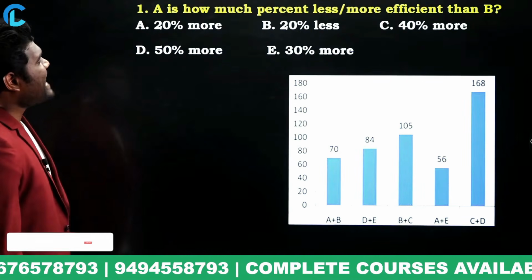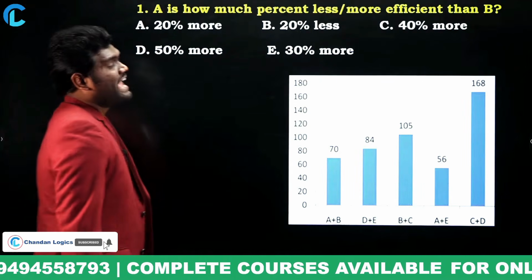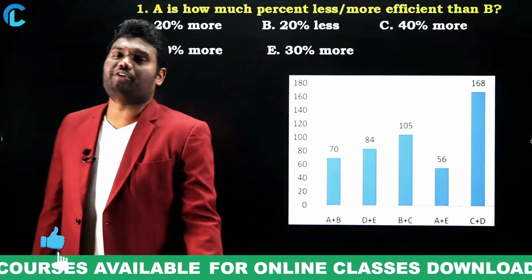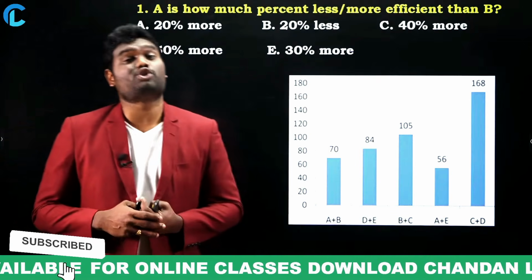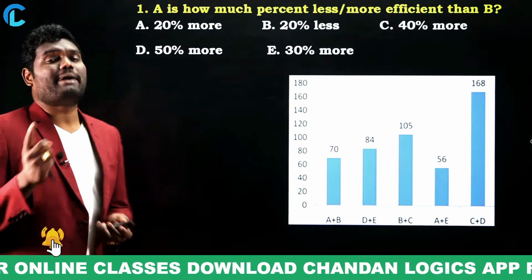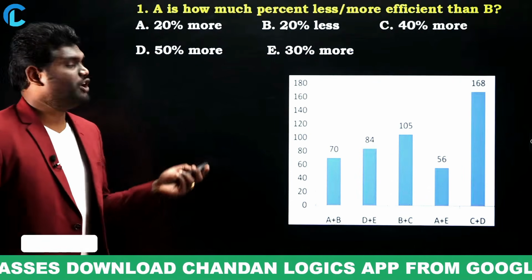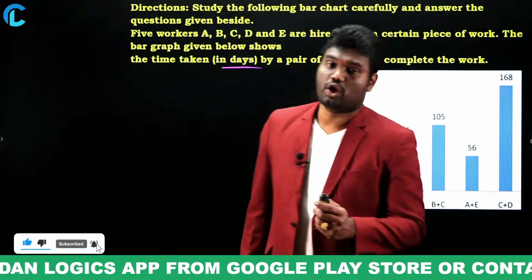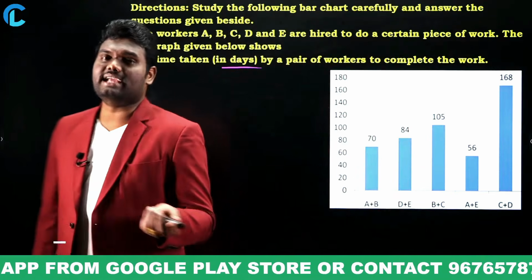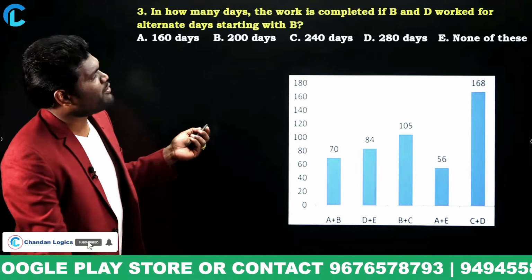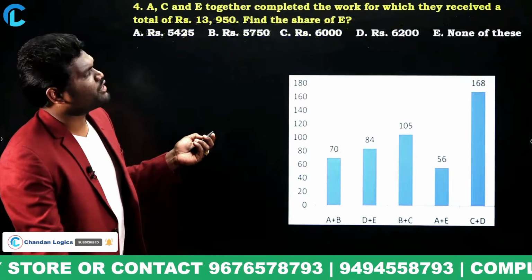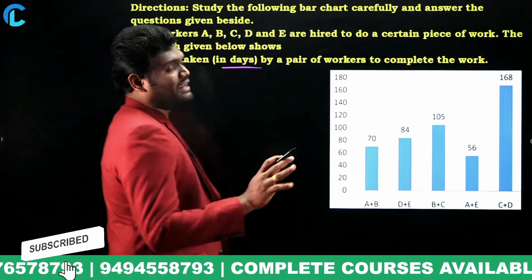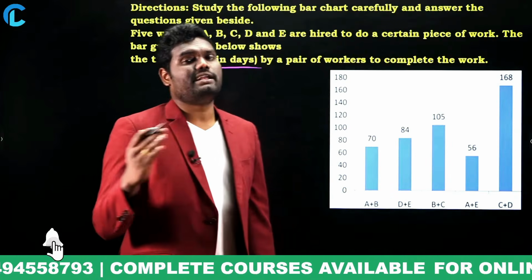Look at the question. A is how much percent less or more efficient than B? So, if I need to know A is how much percent less or more efficient than B, first of all, I need to know the efficiencies of A and B, yes or no. So, what I am going to do is, first I will know the efficiency of A, B, C, D and E, so that our calculation will be easy and we can solve these 5 questions very, very easily. Okay. Now, without knowing the information, we can't solve these questions. So, first I will try to know the efficiency of A, B, C, D and E.